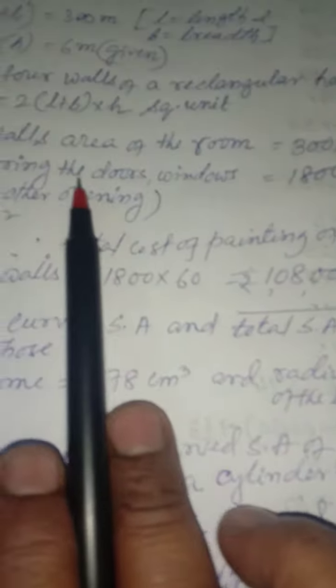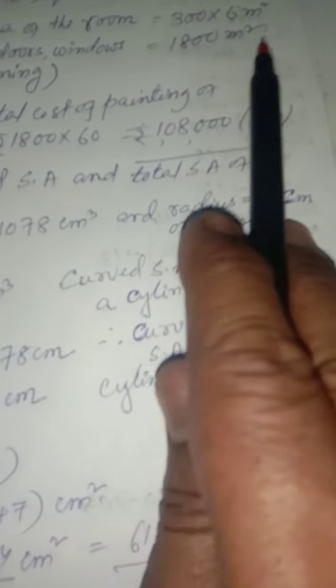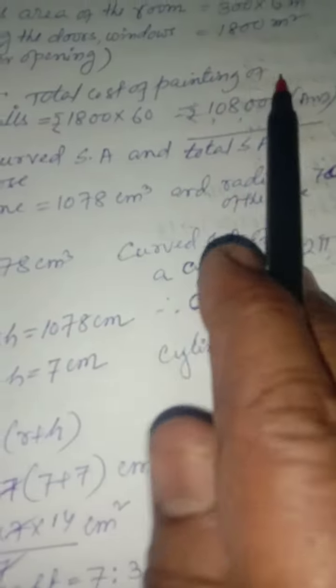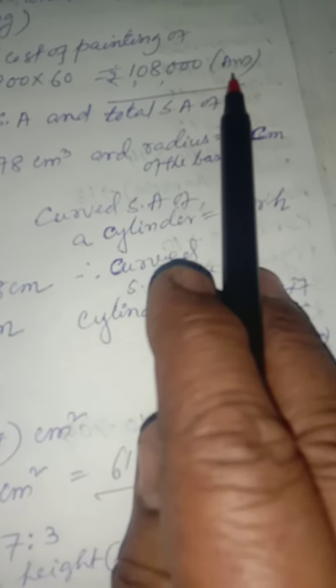If you are ignoring all the doors and windows, this will be the total area, leaving out all the ventilation points, windows, and doors. Could you understand? So 1800 meter square. The rate is rupees 60 per meter square. So the total cost of painting will be rupees 60 into 1800, which is equal to 1,08,000. Could you understand me?